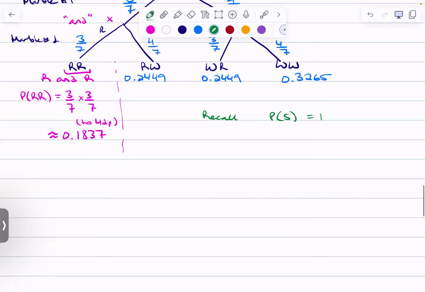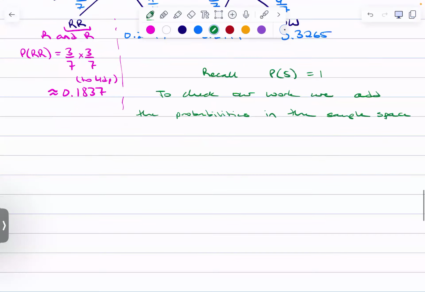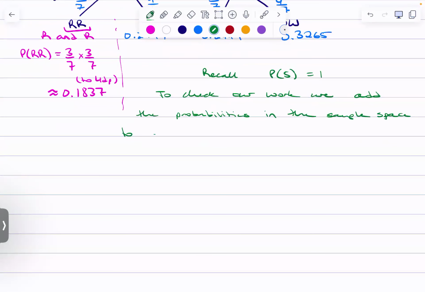And so to check our work, we add the probabilities in the sample space to make sure they add to 1.